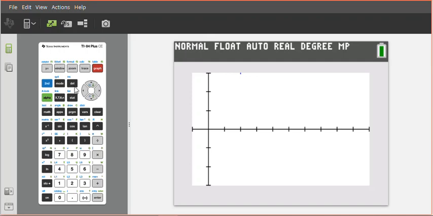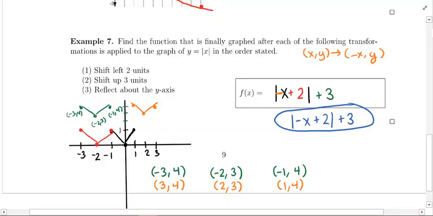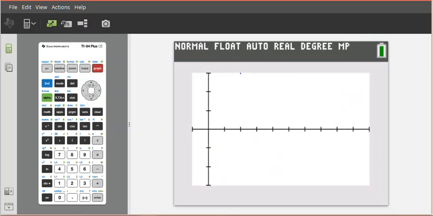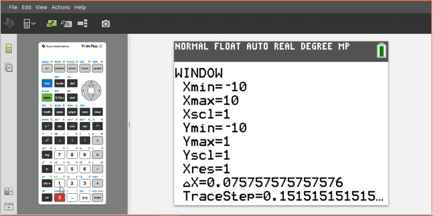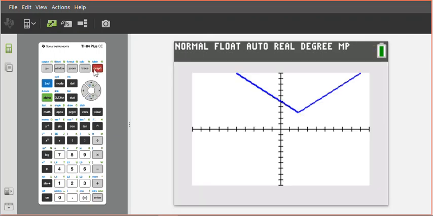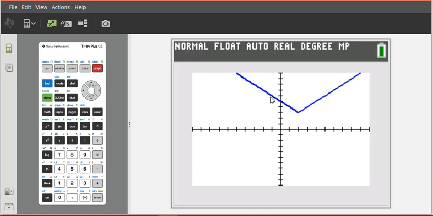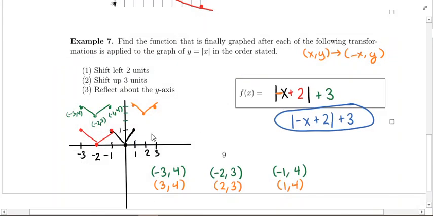Let me see here. I think I need to adjust my window because we need to see more of the y-axis. So let's go to our window. I'm just going to go back to the standard window. If you don't know what something looks like, you go to -10 to 10 in all directions with a tick mark of 1 unit. So like this. And then hopefully we can see a good picture. There we go. Let's see if this matches the orange sketch we did.